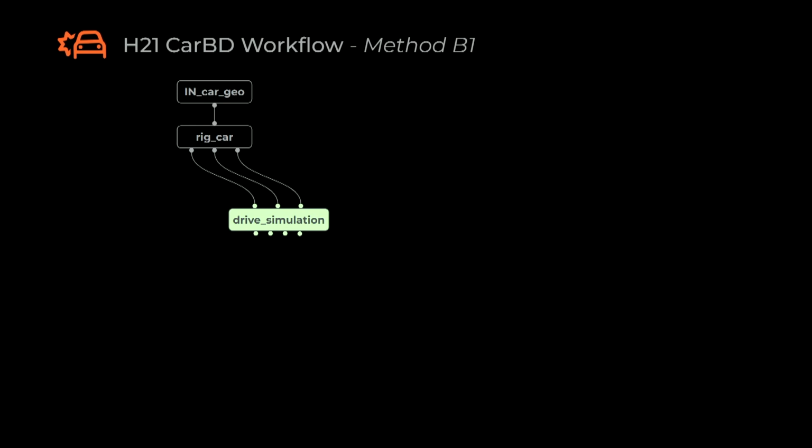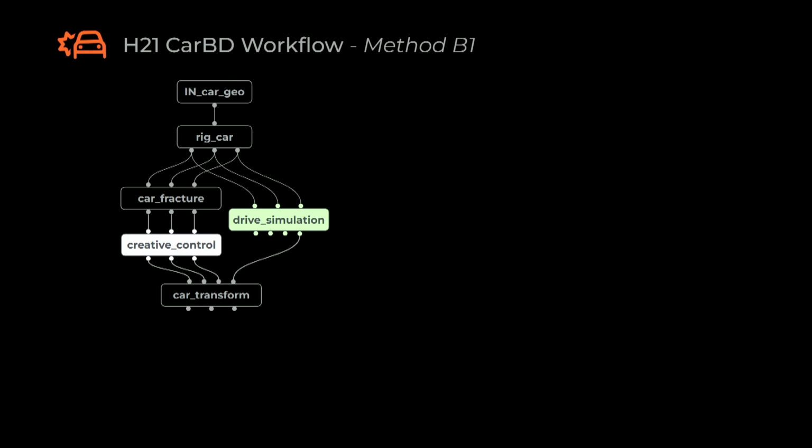So what does the workflow look like now with the addition of this other node? You have an input geometry, you rig up your car, you drive it separately now, and then you fracture it separately as a static geometry. And then you, again, have some scope for creative control. You can edit your constraints, you can add more constraints, etc. And then you use your car transform sub to transform your fractured car. This way, your fracturing and your simulation are now independent of each other.